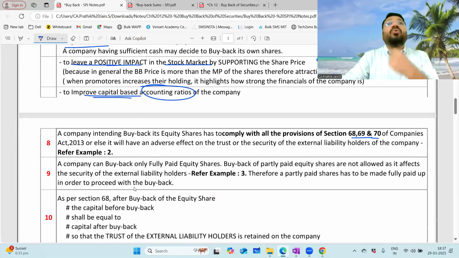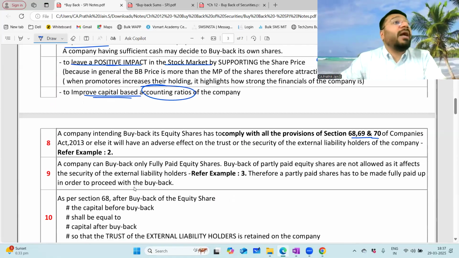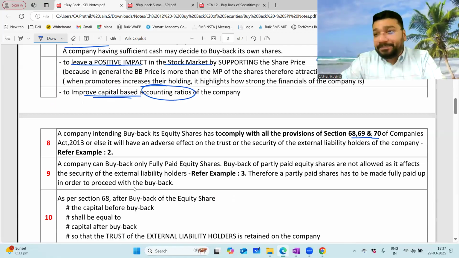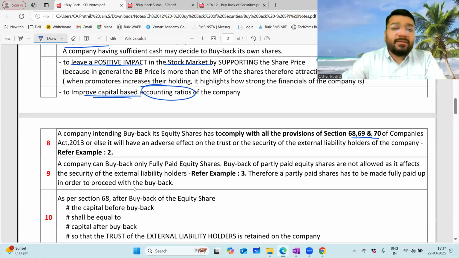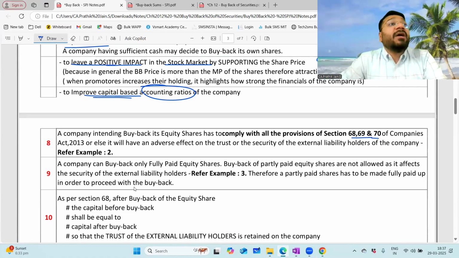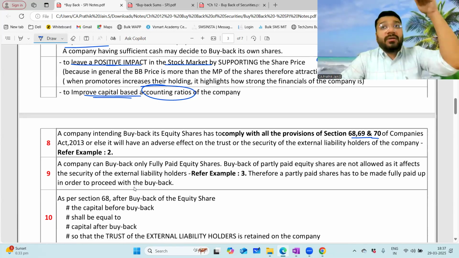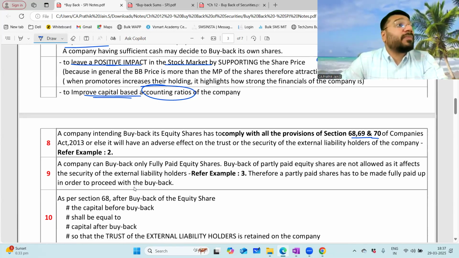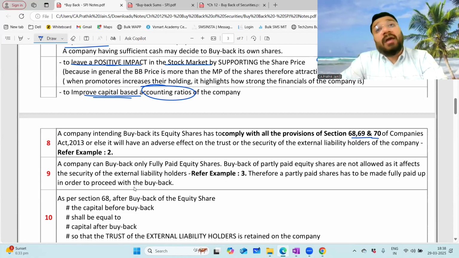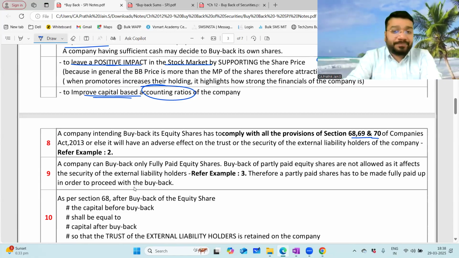Now, when you do the buyback of the shares, you have to adhere to which 3 sections of the Companies Act 2013? 68, 69 and 70. If you do not follow what is mentioned in 68, 69 and 70, who will get affected here? External liability holders get affected. Their security will reduce. So we saw examples 2 and 3, how the security of the external liability holders is reduced because of buyback when 68 is not being followed.